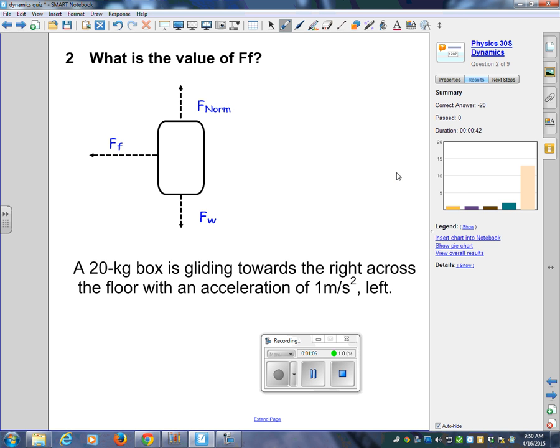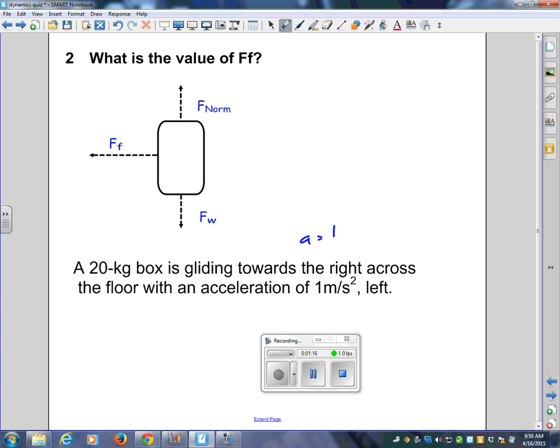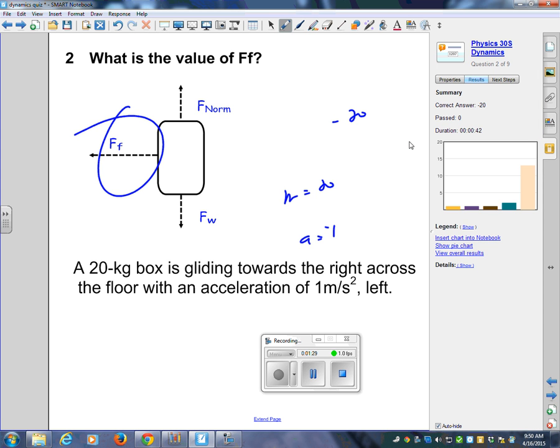What is the value of FF? It's a 20 kilogram box sliding towards the right across the floor with an acceleration of 1 meter per second squared left. So the acceleration is -1, and the mass is 20, and so the FF is actually -20. Mass of 20, acceleration of -1. -20. If you had 20, give yourself a half mark. Hard question. It's okay to get it wrong. We've learned that already.